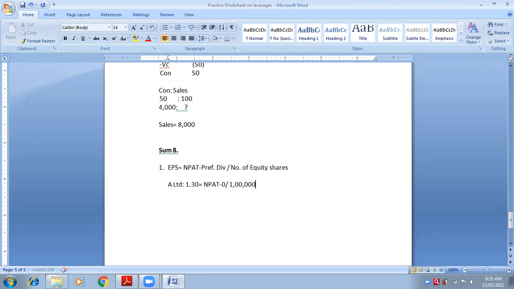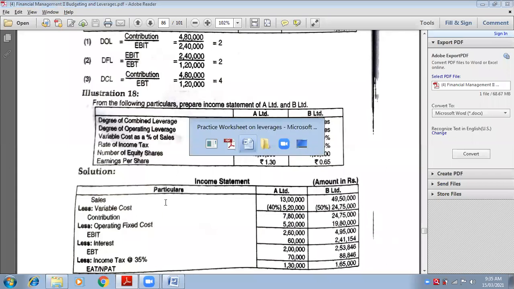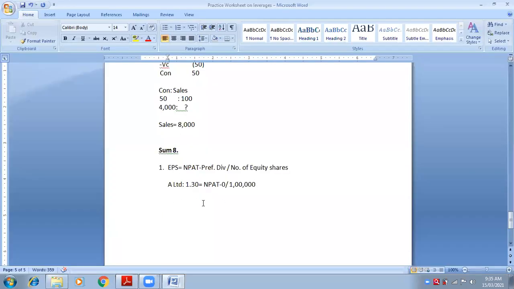Please reply. All the figures are given in the question. Is it clear? Yes, ma'am. Earning per share is 1.30 and number of equity shares is 1 lakh. I'm just putting all the values in the formula. Now we can solve it.